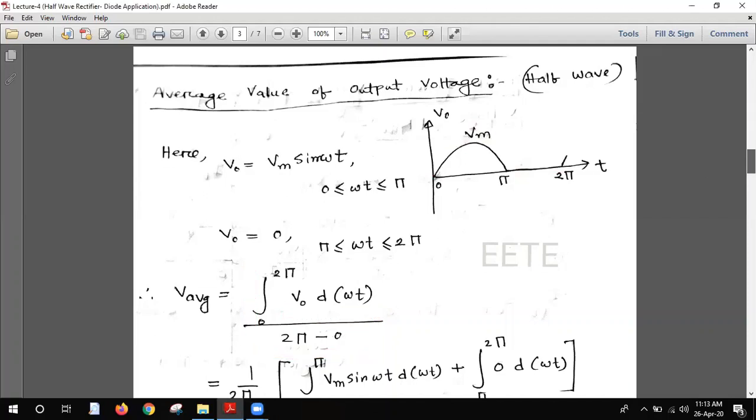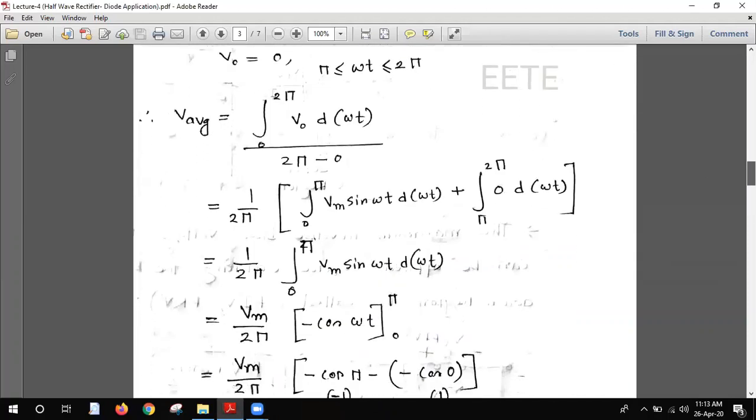You know, we all know the differentiation, how to do it. I'm just showing you that. Next time, 2 pi minus zero, it will be twice pi. So I have taken this 1/2 pi on the first side, and I have put the value of V output, because I have divided it into the two cycles, zero to pi, then pi to 2 pi.